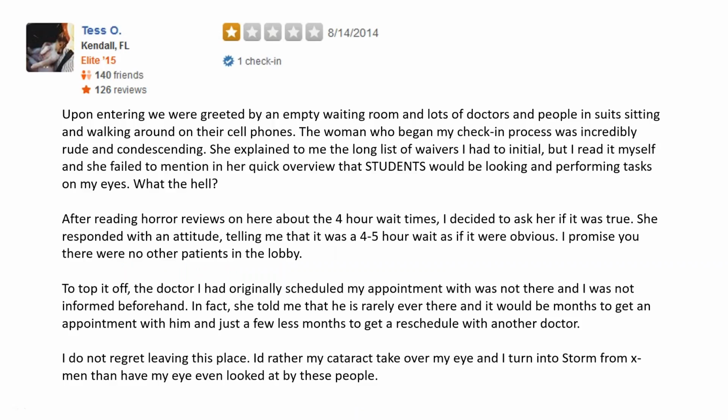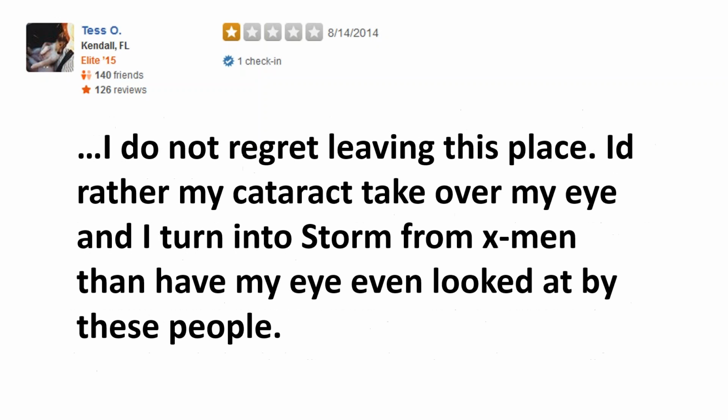Now, we do a lot of work in ophthalmology as well, and I love to use this as an example. This isn't a client of ours, but it came up as a part of our research into ophthalmology and reputation last year. And I don't expect you to read all this text, but let me pull out what I think the most critical passage is and zoom in on it. It says, I do not regret leaving this place. I'd rather my cataract take over my eye and I turn into Storm from X-Men than have my eye even looked at by these people.